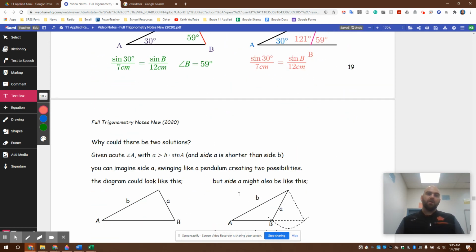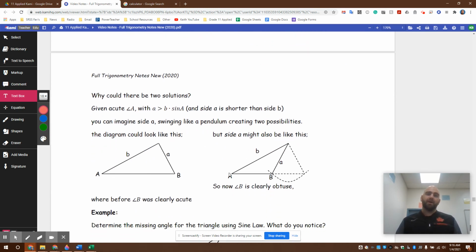Why could there be 2 solutions? I'm just going to go over this really quickly here at the end of this video. Given an acute angle, where side A is shorter than side B, if we have these cases here, we could have 2 different triangles. You can imagine A swinging like a pendulum, creating 2 possibilities.